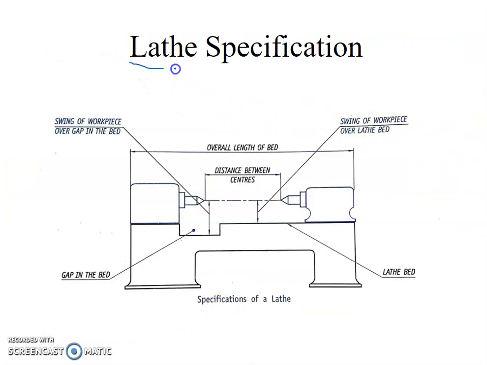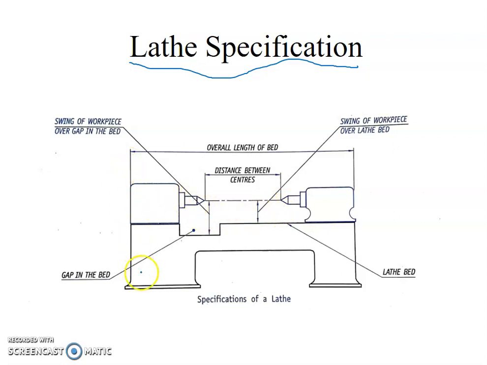Okay, lathe specifications. For any machine, all the machines will have some specifications. So how can we decide the size of the lathe? For example, if you are buying a lathe, we have to give some specification to the manufacturer: this is the size of the lathe I want, and it can machine this size of workpiece or raw material.